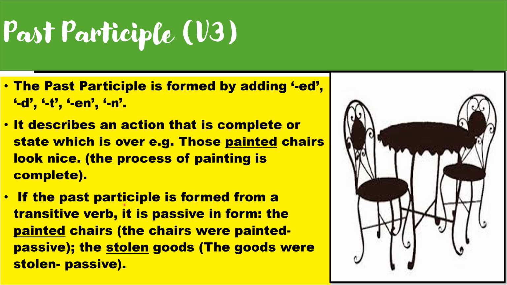If the past participle is formed from a transitive verb, it is passive in form. The painted chairs. The chairs were painted means passive. The stolen goods. The goods were stolen. So they are passive in form.